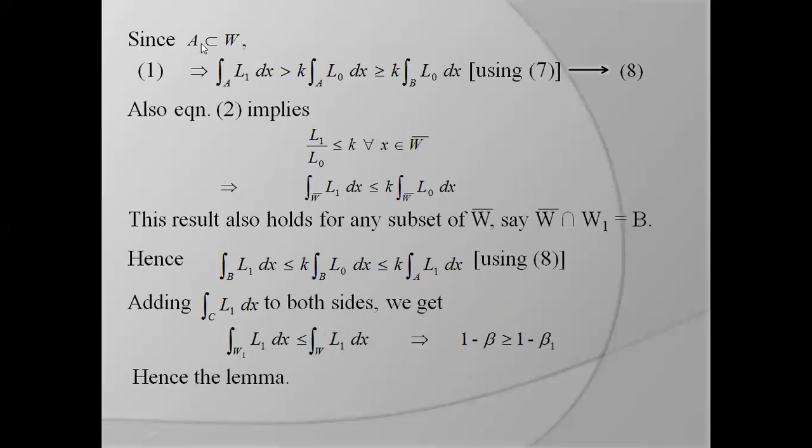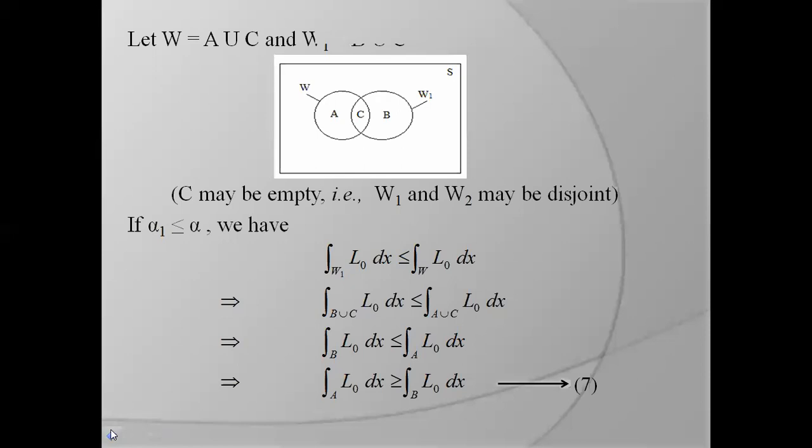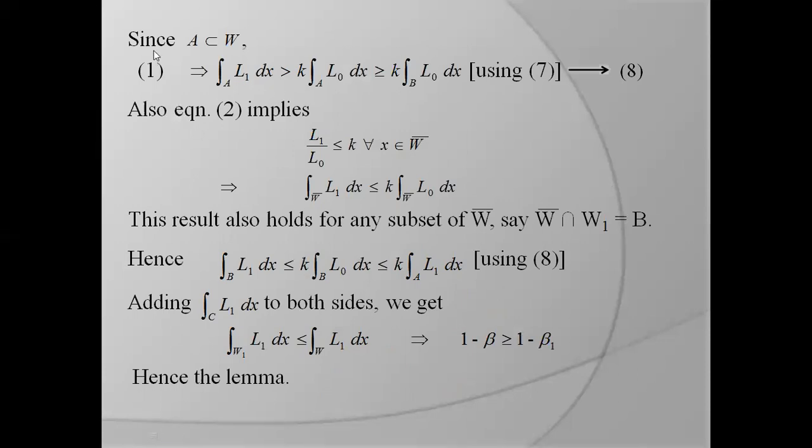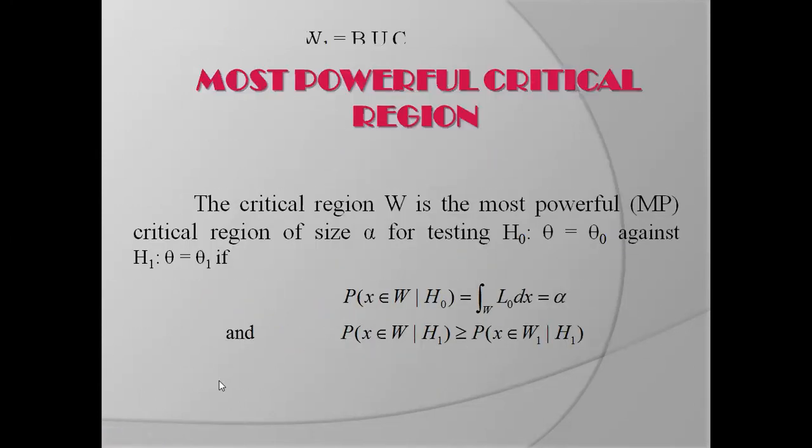Since A belongs to W, now we know that we have told that integral over A of L naught dx is greater than or equal to integral over B of L naught dx. Now we have to see integral over A of L1 dx and integral over B of L1 dx, both we have to prove. Since A belongs to W, we can use equation 1. What is equation 1?